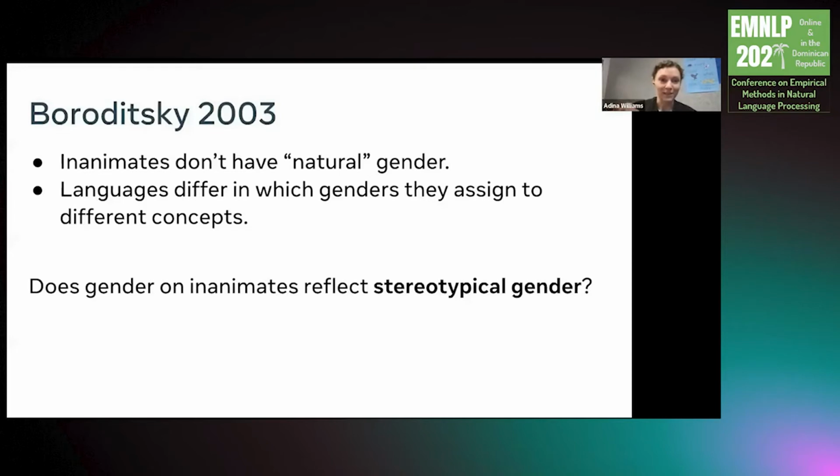This is a bit of a crazy claim. At least I intuitively, at first thinking of this, was like, what do you mean? It seems a bit crazy. If you have a table in Spanish that's feminine, is there anything woman-like about that table? It seemed a bit crazy. But of course, it's worth thinking about this intuitive idea a little more before immediately discounting it.